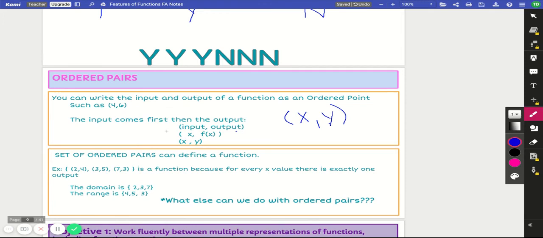This can also be shown over here, as x or f of x. When writing functions, you will see f of x is equal to some kind of equation. f of x also means y, or your output. It's what is the answer, or your output, when x is some number. So f of x also means y.